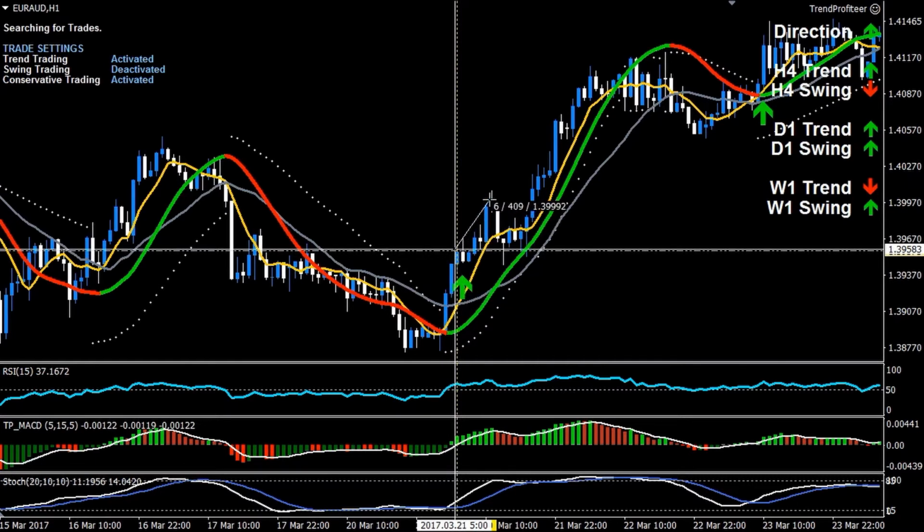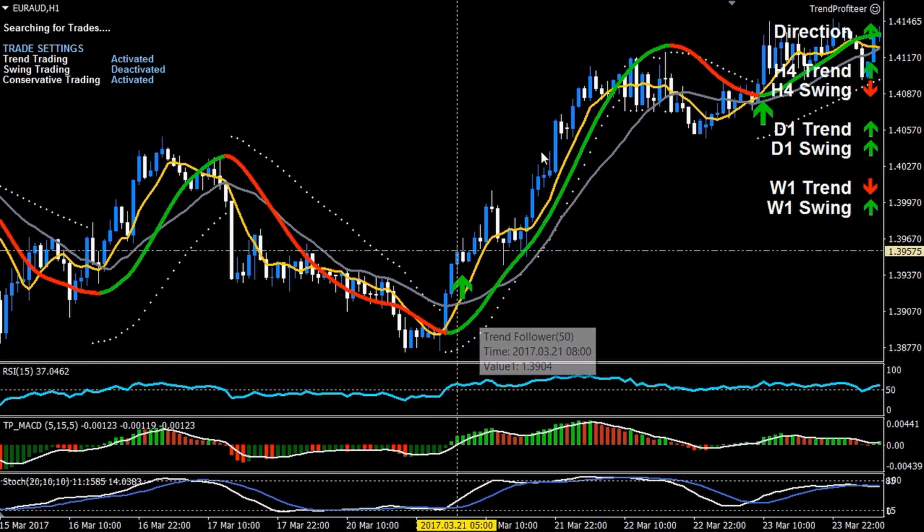And we would hit target 1 here at 50 pips, giving it a 1-to-1 reward to risk ratio. 100 pips here for 2-to-1 reward to risk ratio, and here at 150 pips for a 3-to-1 reward to risk ratio. So for the 50 pips that we risked, we generated 150 pips in this trade.